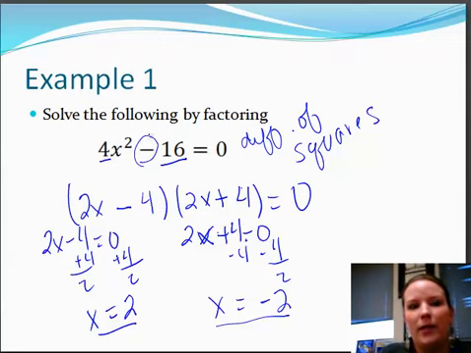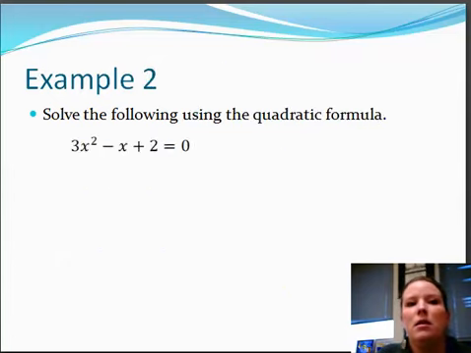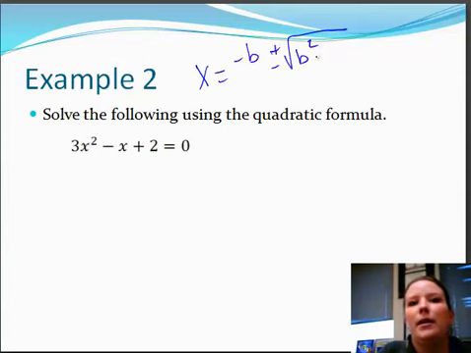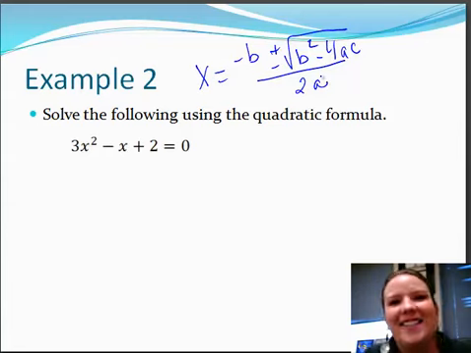Alright, remember that if you have 4x squared minus 16, it is difference of squares. So that's the first example. Second example. Alright, we're going to solve using the quadratic formula. So I specifically say that you need to use the formula. So it's x equals negative b plus or minus the square root of b squared minus 4 times a times c all over 2a. Hopefully by now you can sing the song and you can sing it to yourself.